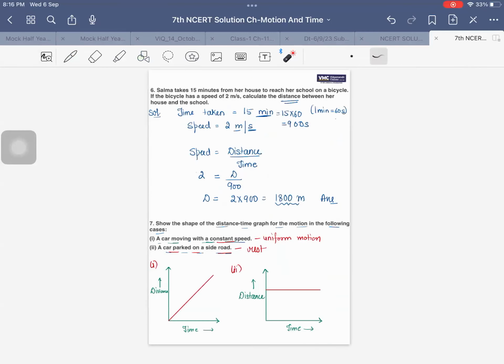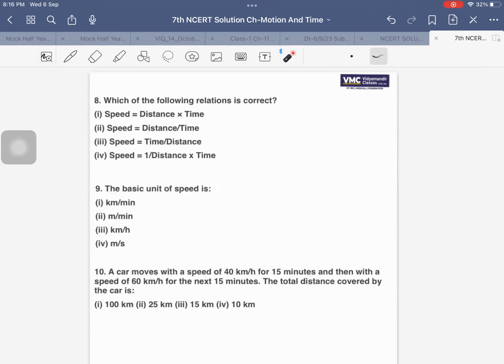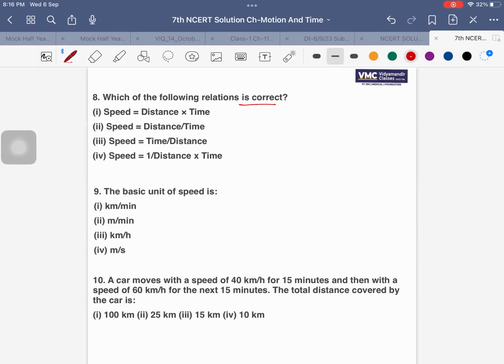Next one, which of the following relations is correct? Speed is equal to distance into time. Speed is equal to distance upon time. Speed is equal to time upon distance. And speed is equal to 1 upon distance into time. So the correct answer is the second: speed is equal to distance upon time. The basic unit of speed, that means the SI unit of speed, is meter per second.